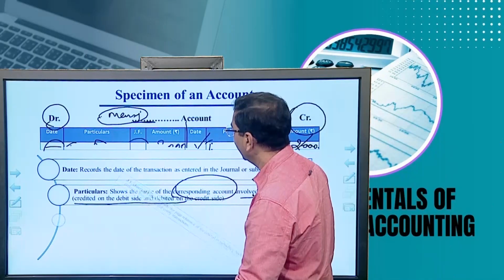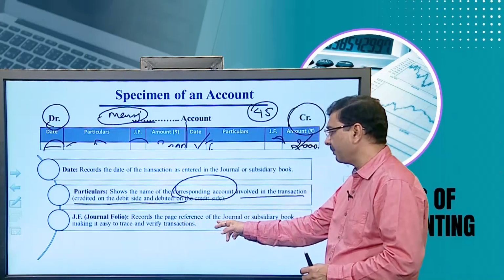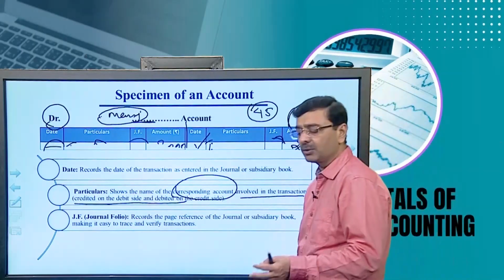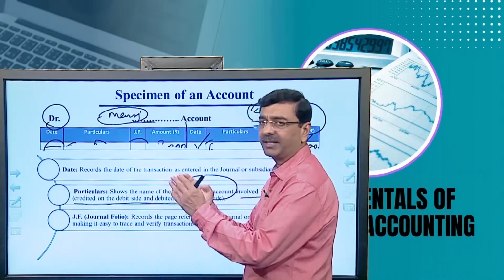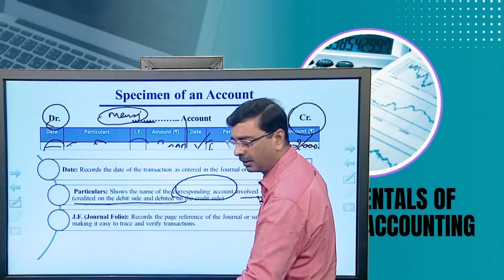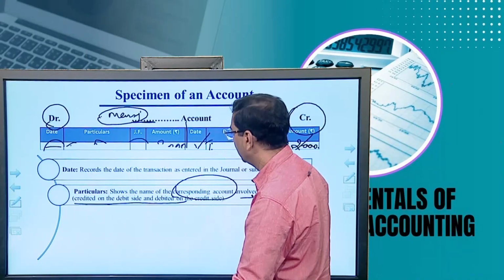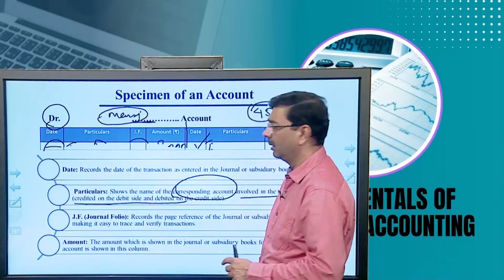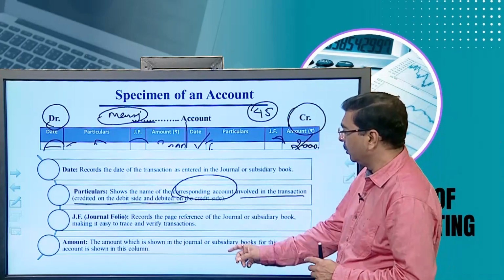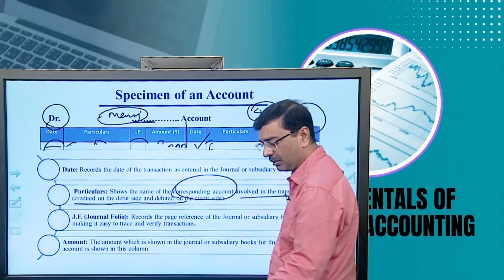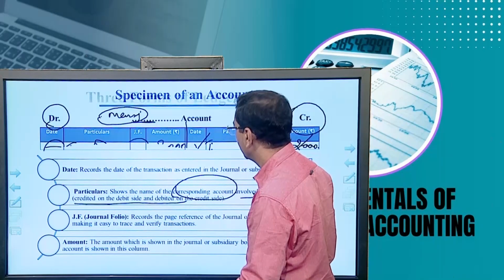Next is the general folio. It records the page reference of the journal or a subsidiary book, making it easy to verify. That is the audit perspective. We just need to verify the transactions where both these effects were recorded in the ledger book as well as in the journal book. Then the amount: which amount actually takes place in this particular event, that amount has to be identified and recorded in the fourth column. So this is the specimen of a journal ledger book.